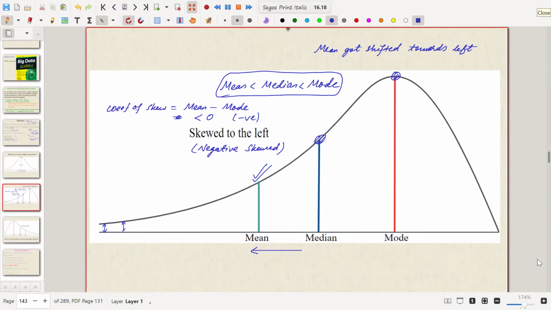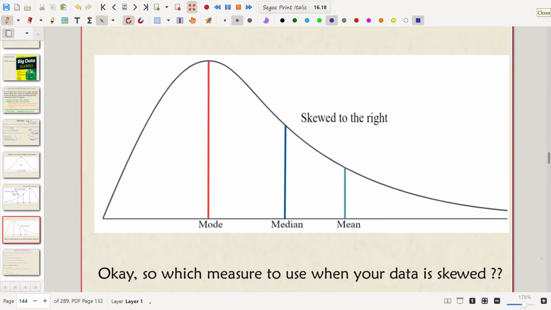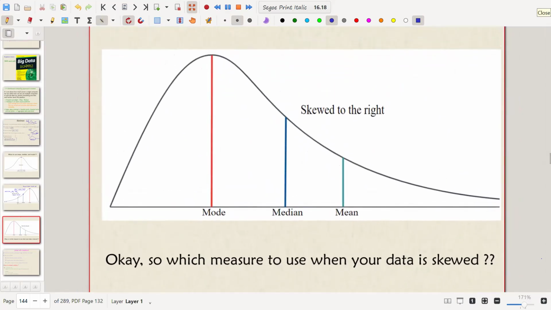Okay, till now. Now let us look into skewed to the right. Your data set is skewed to the right. As I told you, your mean will be pushed towards the right. Wherever the skewness is going, the mean will be attracted towards that side. You can see the mean which was in the previous slide is now appearing towards the right. The mode, of course, is the most frequently occurring value, and the median will lie in between them.